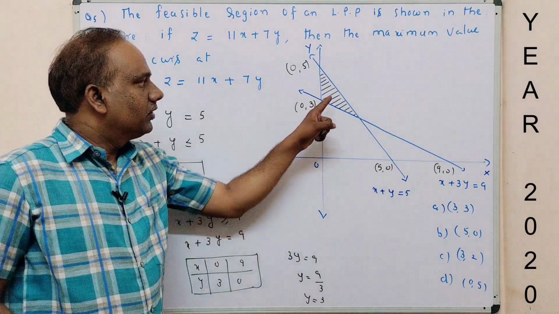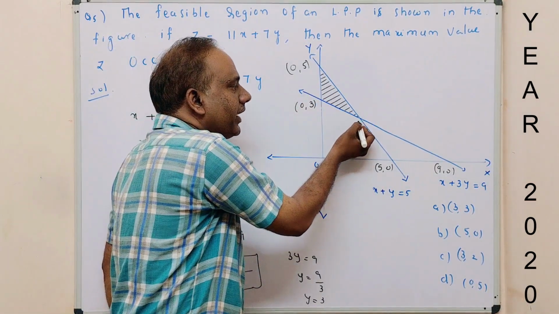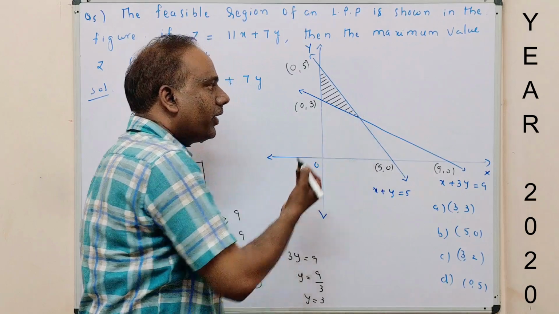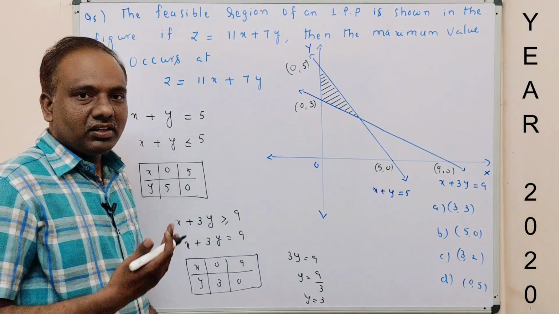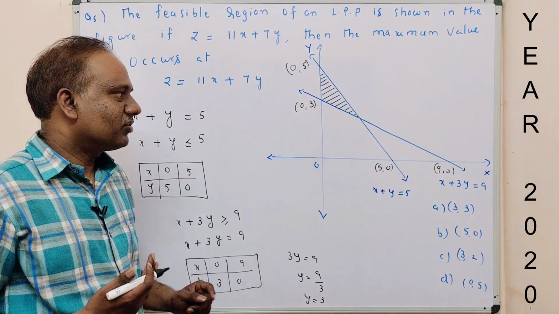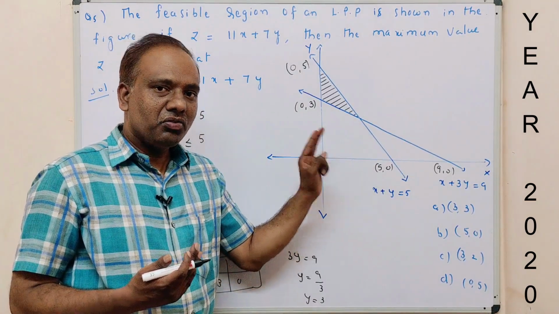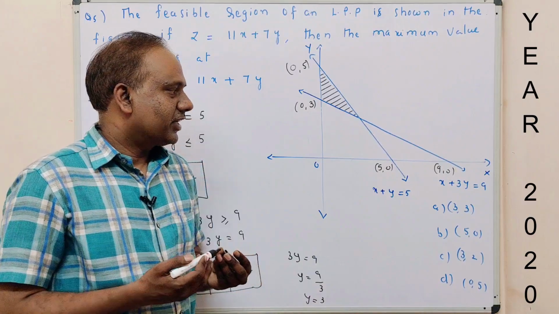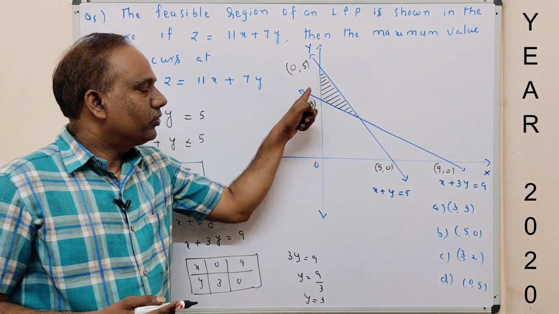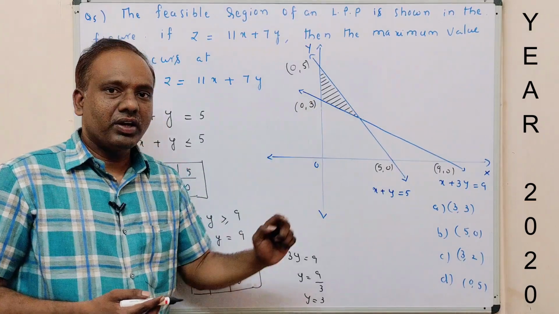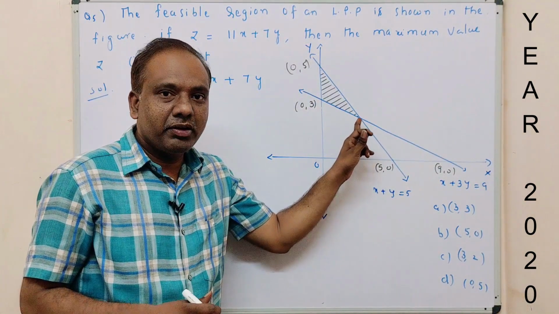So here this is the feasible region, but this point we don't know. If there were a graph, we could easily write the intersecting point, but it is not given on the graph now. So we need to calculate the intersecting point here. Already we know two corner points. This point we need to calculate now. Okay, so now we calculate this intersecting point.